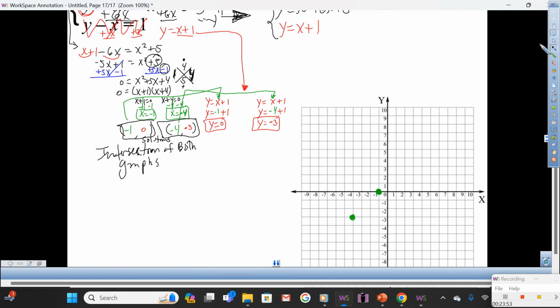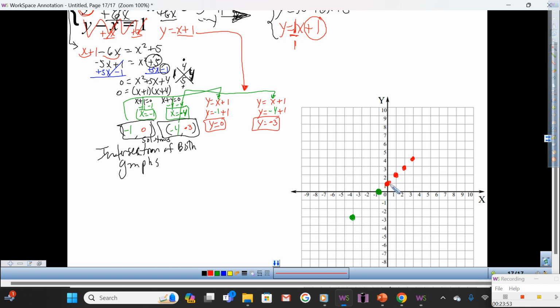Look up. Where do we start? At what? Positive 1. Plot your point at positive 1. There it is. Next, we need a slope. What is my slope for this one? What is the invisible number here? 1. In fraction form is 1 over 1. That means from here I go 1 up, 1 to the right, plot your point, do it again. 1 up, 1 to the right, plot your point, do it again.